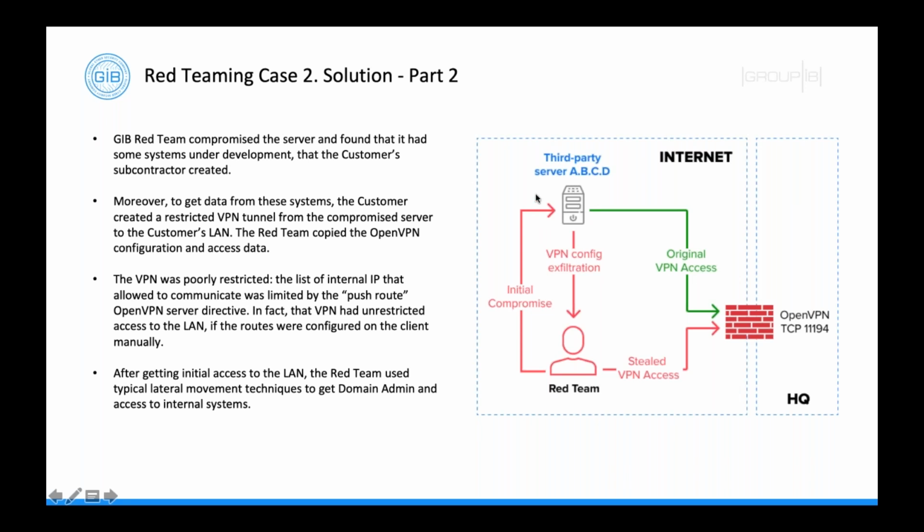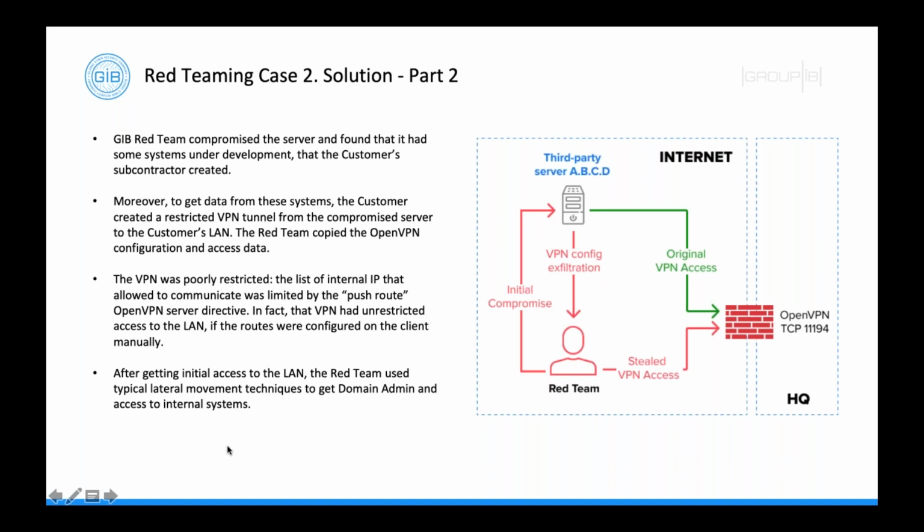In addition to this, to get data from these systems, the customer had created a restricted VPN tunnel from the compromised server to the customer's local area network. The red team then copied the OpenVPN configuration and accessed the data. The VPN in this particular situation was very poorly restricted. The list of internal IPs that were allowed to communicate was limited by push route in this scenario. The VPN also had unrestricted access to the local network, and the routes were configured on the clients manually.